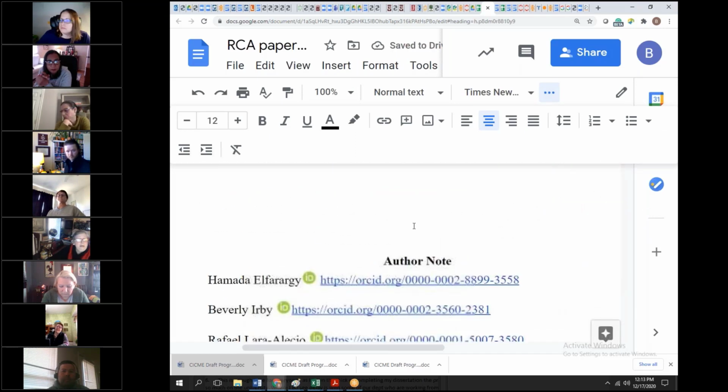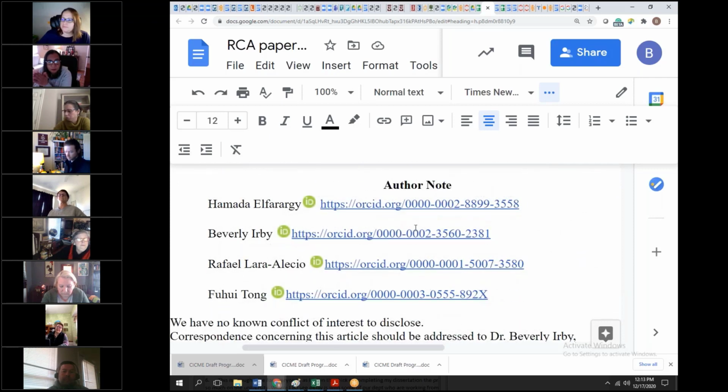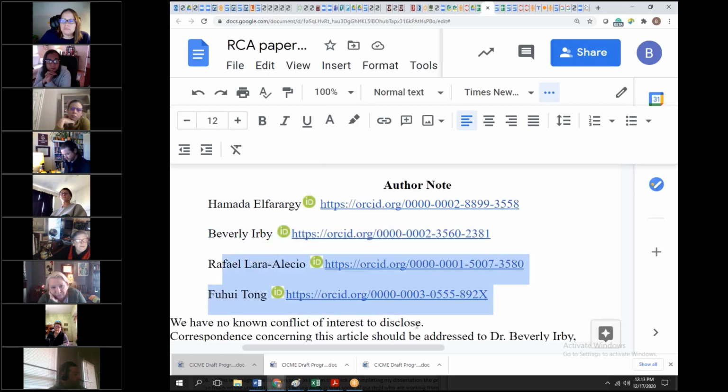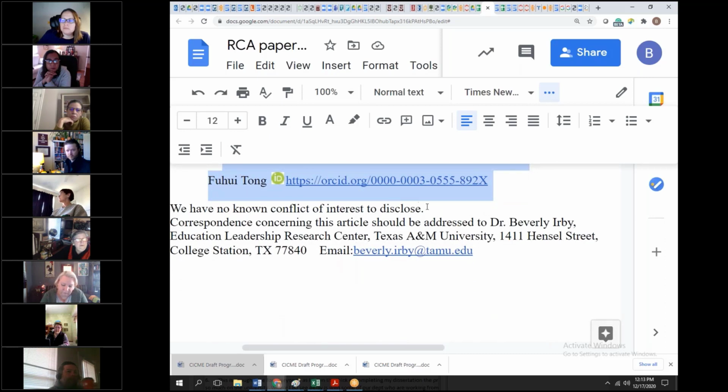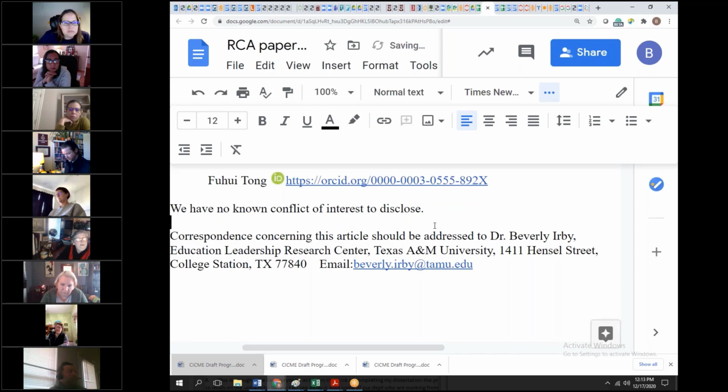So that's that. Then there are author notes, and all author notes need to have these. We're trying to get all of our authors. We haven't finished this page yet, but we have to have ORCID numbers. If you do not have your ORCID number, this is a new APA 7th edition formatting. We have no known conflicts of interest. There's also a spot here where we put in that this research was funded by whatever it is, and we have to put that in.